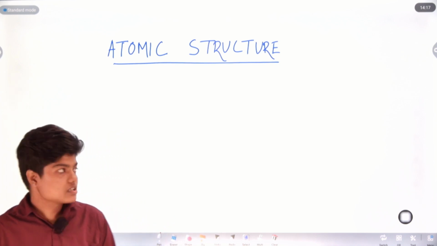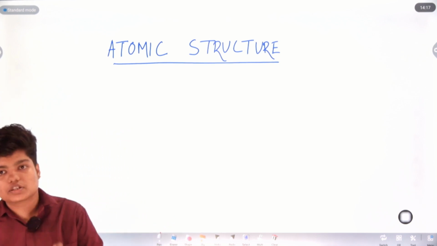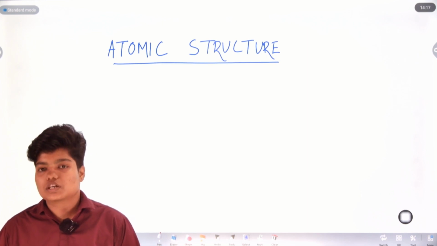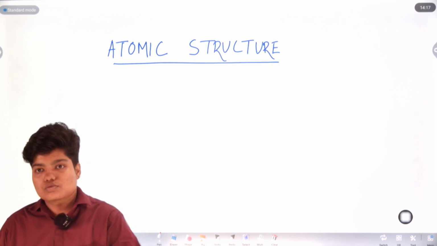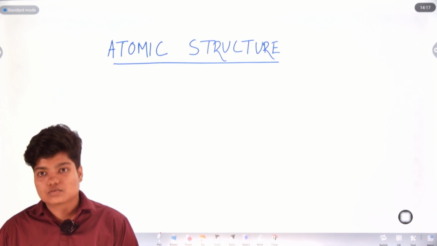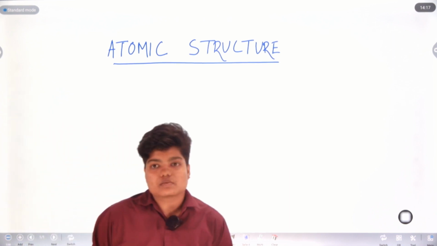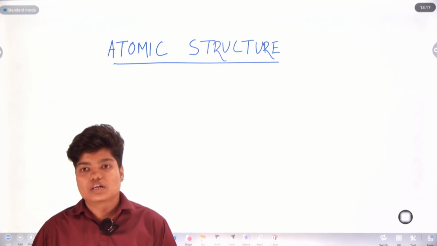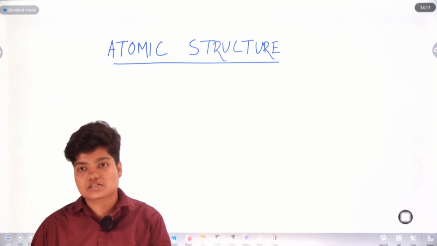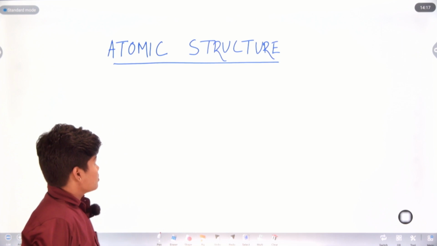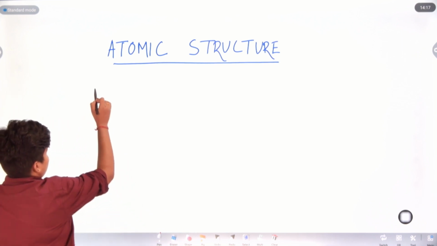So last class, we discussed some introductory parts of metallurgical engineering: what is metallurgy, what are the course objectives of metallurgical engineering, and what are the applications. And now in today's class, we'll discuss the atomic structure, its bonding, and the type of interaction that atoms have. First of all, the atomic structure.